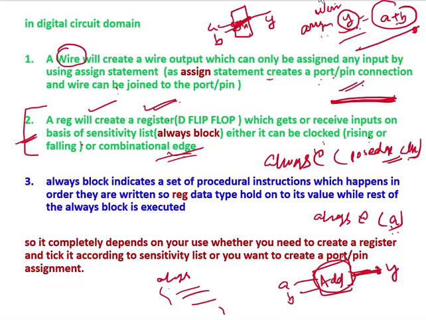Okay, so the always block indicates a set of procedural instructions which happen in the order they are written. So a reg data type holds on to its value while the rest of the always block is executed. For example, here y equals a, then z equals b, and p equals q. Because of the way it has been written, it will be executed in that way.